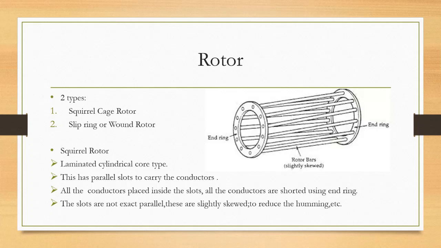In the squirrel cage rotor, this is a laminated cylindrical core type. This has parallel slots to carry the conductor. All the conductors are placed inside the slots. All the conductors are shorted using the end rings. So we can't add external circuit and resistances to this because it is shorted using end rings.